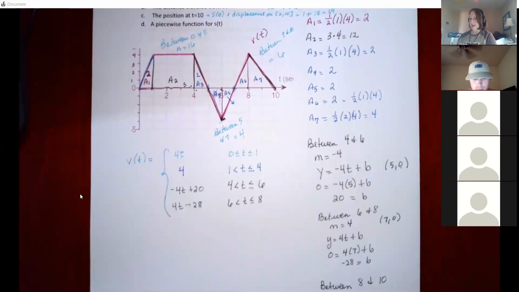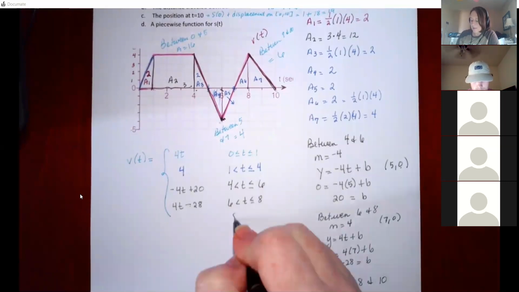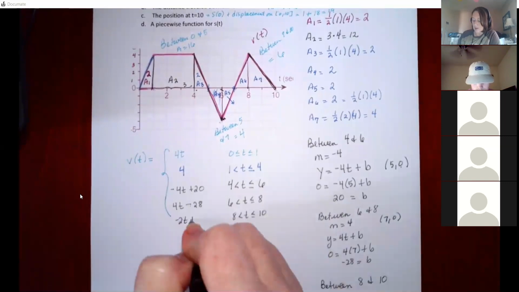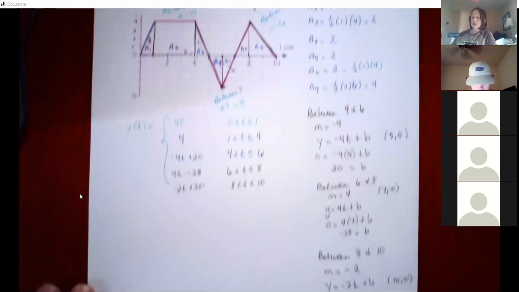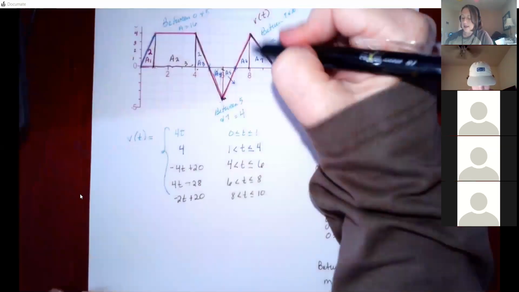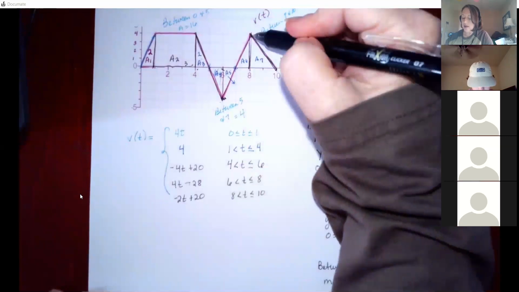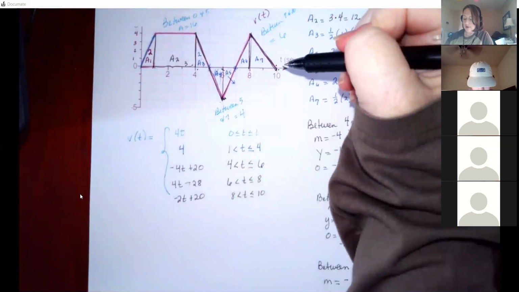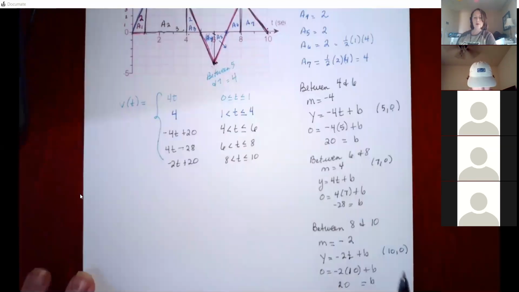All right, are you getting an answer? Yep. What'd you get? Got negative 2t plus 20. That's what I got as well. Because we know our slope between 8 and 10, we go down 4 units and over 2 units. So our slope is negative 4 over 2, or negative 2. And one of the points that's on that line segment is (10, 0). So I just plug in 10 for t and 0 for y and solve for b.